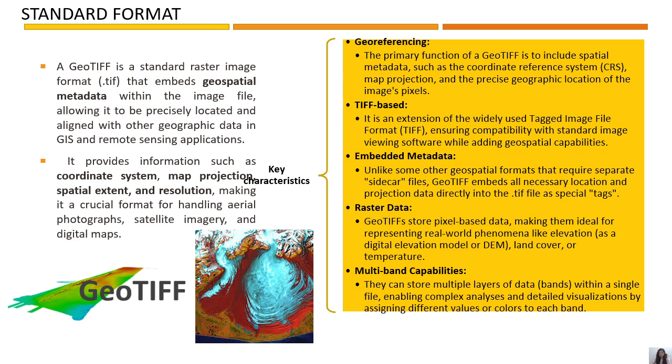Unlike some other spatial formats, the metadata is embedded rather than kept in separate sidecar files. A GeoTIFF file embeds all the necessary information on locations and projection data as special tags in the TIFF file. Next comes raster data. Raster data is stored as pixel-based data in GeoTIFF, making it an ideal representation of the real world, for example a digital elevation model, land cover, or temperature. Multi-band capability is also used, with multiple layers or satellite bands within a single file.